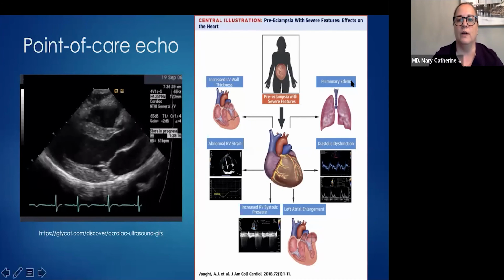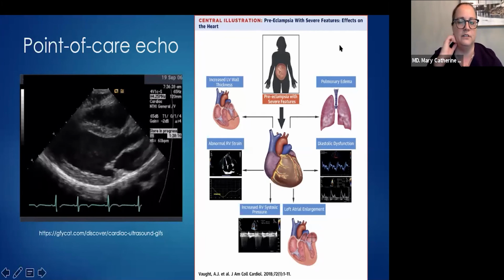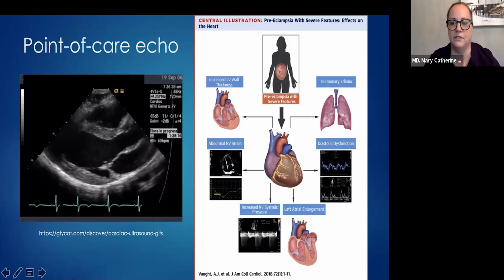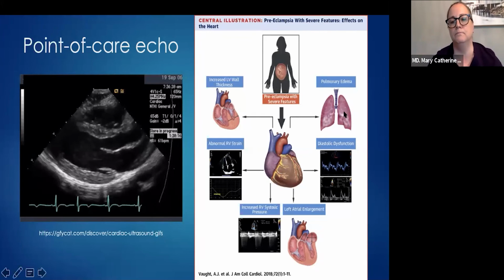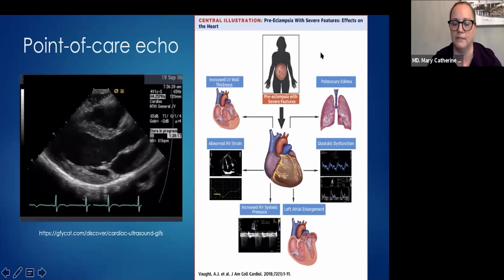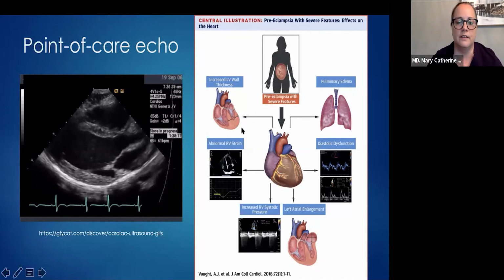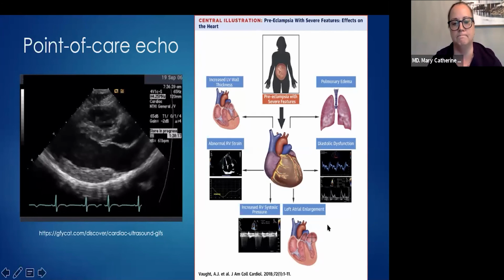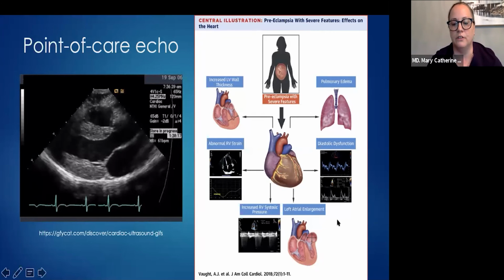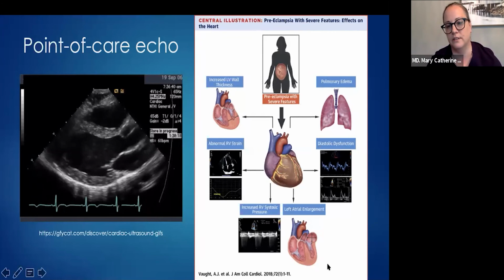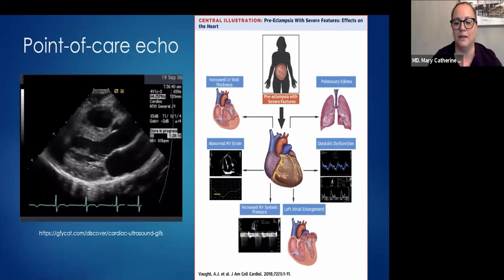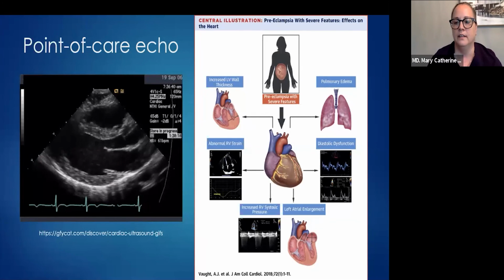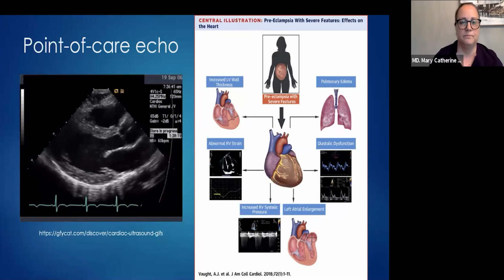And on the right here, there are some series published that looked at echocardiographic findings of patients with preeclampsia with severe features. And although, again, a minority of them have pathologic findings, some of the things that you might see with patients with preeclampsia are increased left ventricular wall thickness, potentially right ventricular strain, left atrial enlargement. So that's just sort of what I wanted to picture there, that we are starting to gather more and more data about how preeclampsia specifically affects cardiac function.